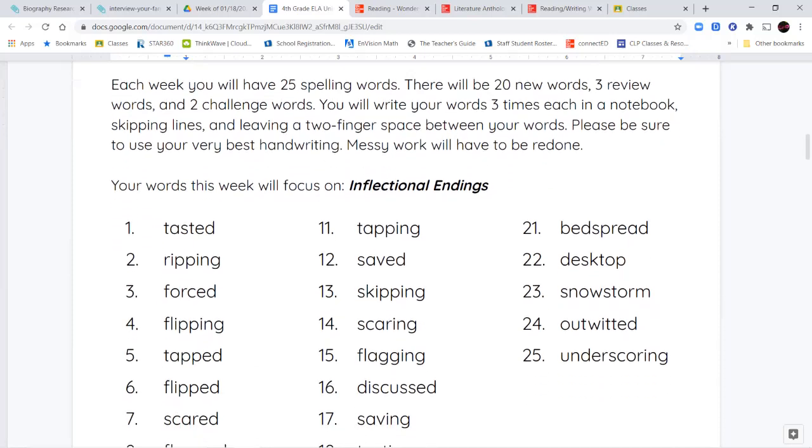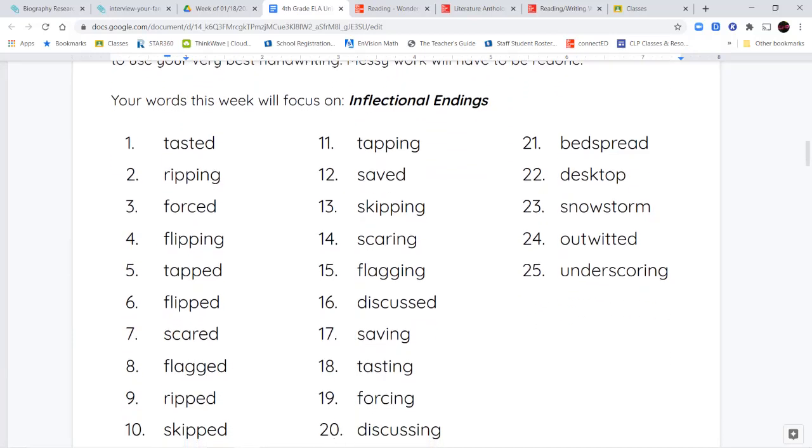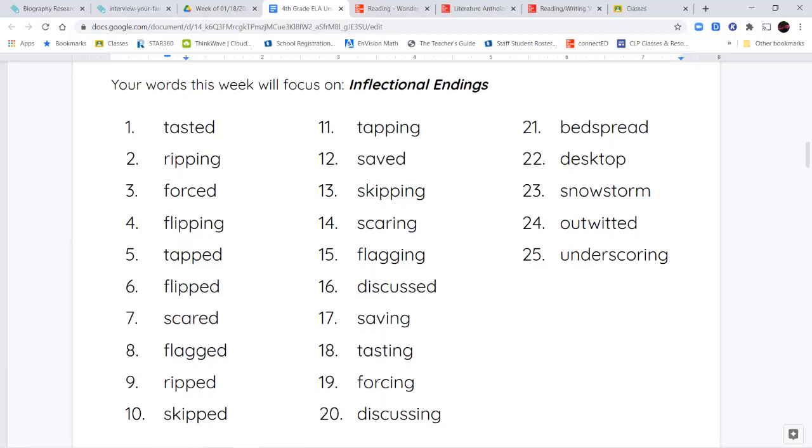All right, next we're going to talk about our spelling words for this week, and we're going to be focusing on inflectional endings. Now, inflectional endings are things like ed or ing that are added to the end of a word. And they usually help to determine the tense. So if you're talking about past tense or present tense.